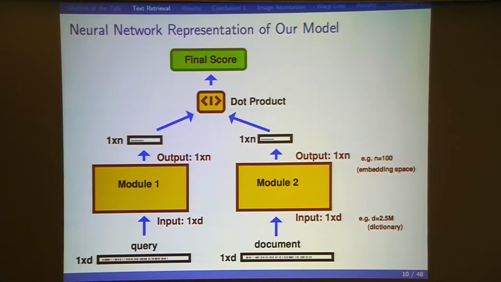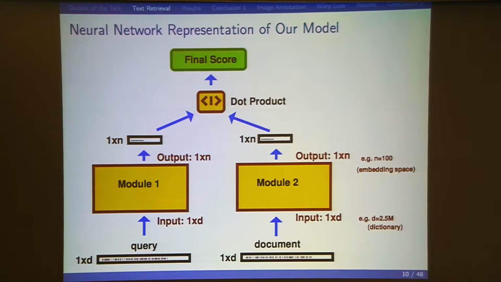And if you want to look at it as a neural network, then the degree 2 model just looks like this. We've got our query coming in, which is of length the size of the dictionary. Same thing for the document. These are the bag of words representations. And they go into these two modules and come out as much smaller vectors that we're going to take the dot product of. This is when you don't add the identity. This is just showing the UV part of the model.